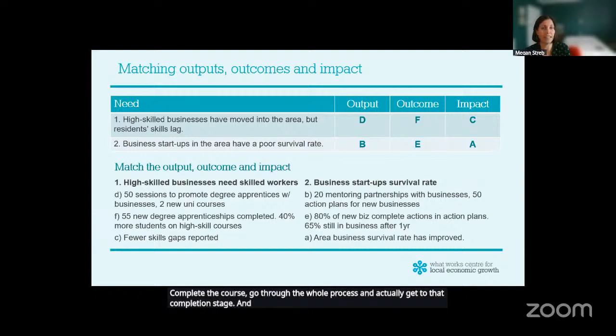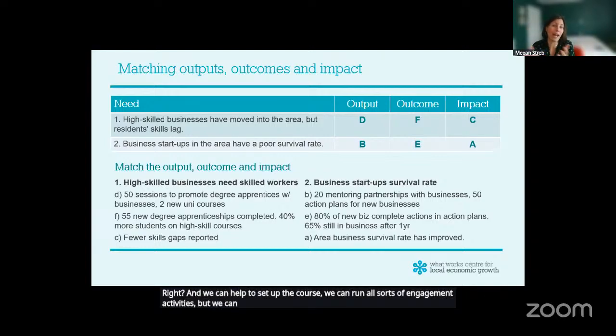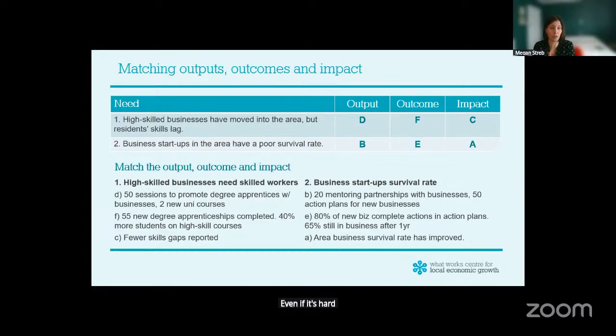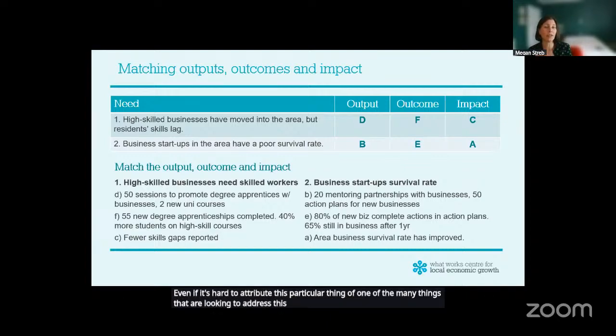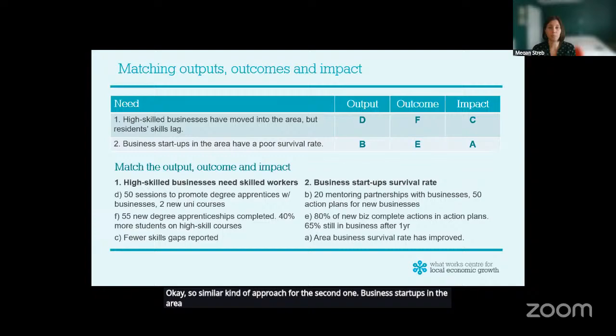And in a similar way, the change we want to see is 40% more students on high-skill courses. We can help to set up the course, we can run all sorts of engagement activities, but we can't make people actually sign up. But that is the change we're aiming to see. And that long-term thing that we're aiming for, even if it's hard to attribute this particular thing to one of the many things looking to address this, is to see that there are fewer skills gaps reported.